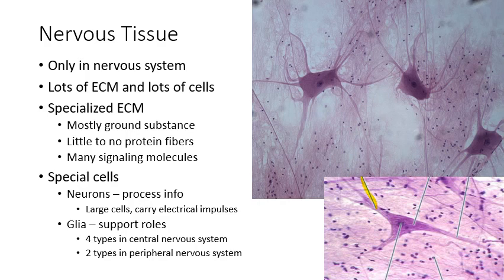And finally, you have special cells in nervous tissue. You have neurons, which are the big cells here, right? So this would be a neuron. And you can see the processes coming off of it. Lots of processes that then branch. Right, so those are the main cells that we think of being in the nervous system. They're the ones that carry electrical signals and use those signals to process information.